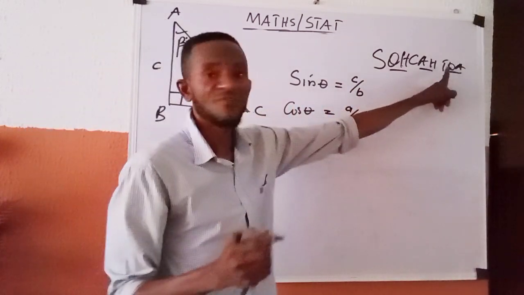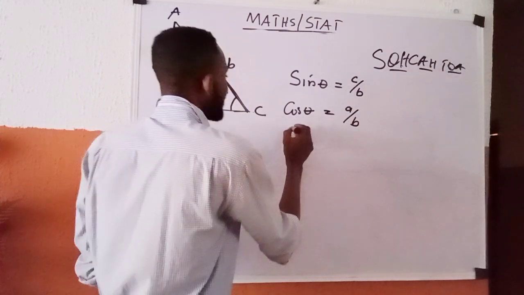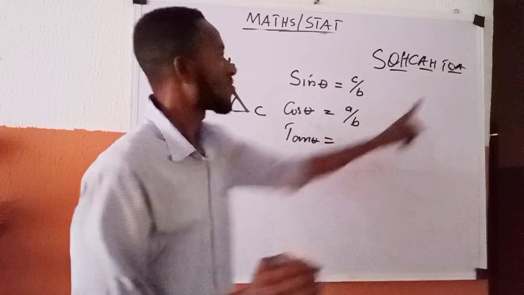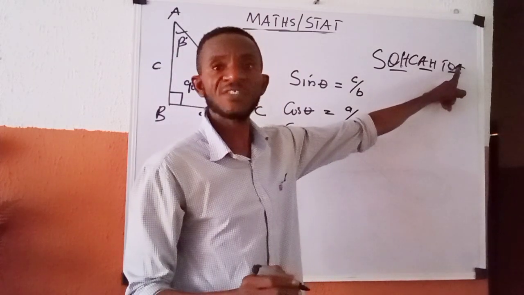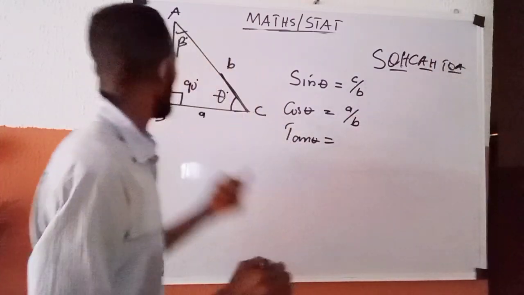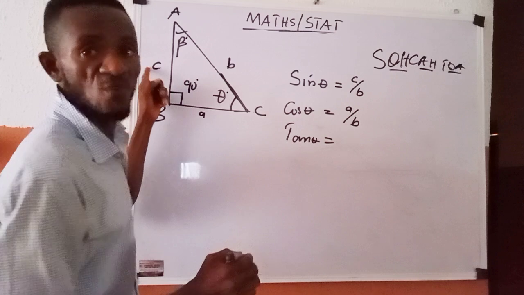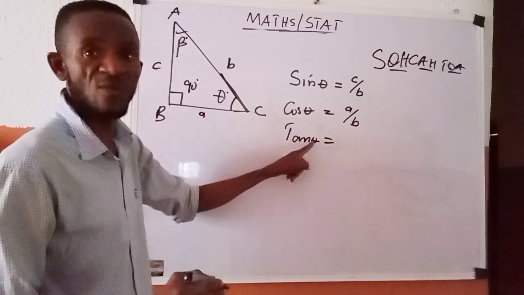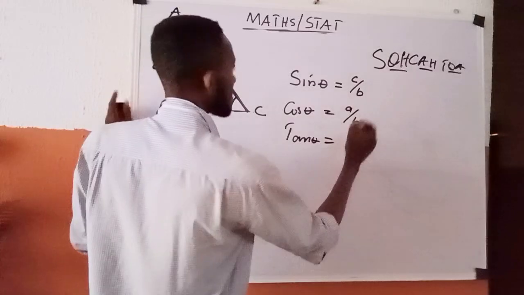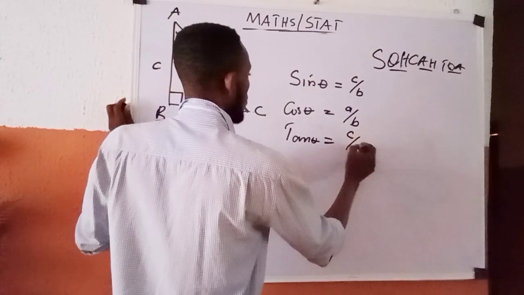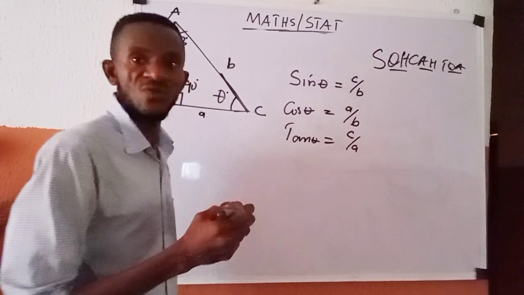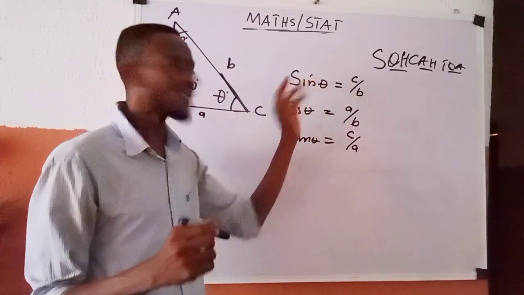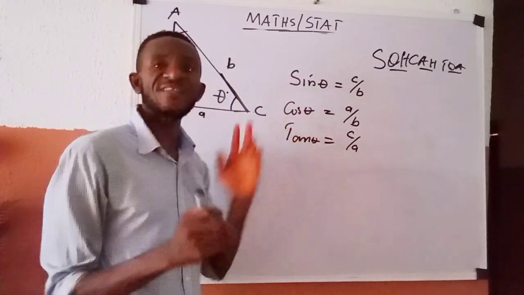Then for tan, tan theta is given as opposite all over adjacent. Where is my opposite? C. Where is my adjacent? A. With respect to this theta, which is what we are talking about here. So it becomes C all over A. So these are the values of sine theta, cos theta, and tan theta.